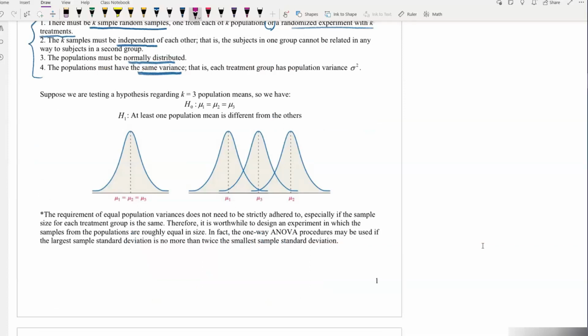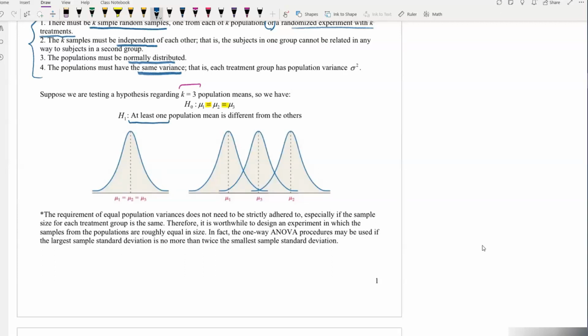With 3 populations, that's why we have mu1, mu2, mu3. Suppose we are testing a hypothesis regarding k equal to 3 population means. For the null, we have all these equal to each other, as always equal. But for the alternative, we're not going to write, for example, mu1 is not equal to mu2 or mu3. Instead, we're going to write: at least one population mean is different from the others.